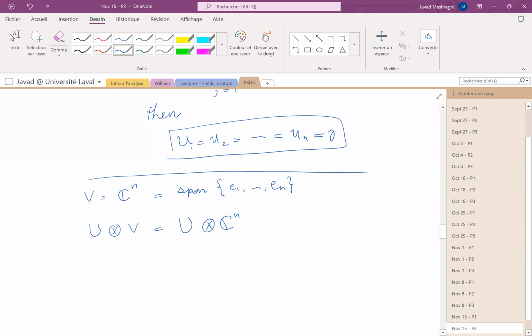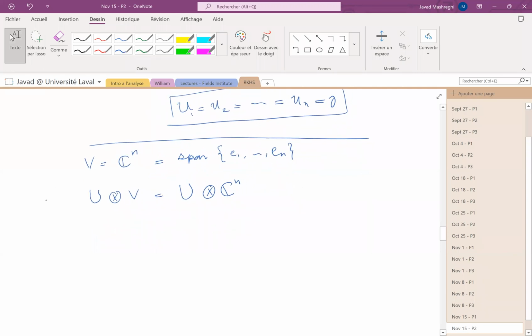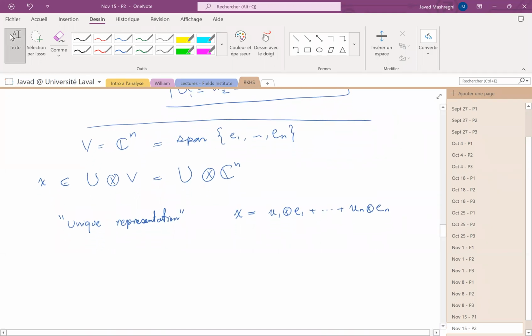And therefore, based on the previous exercise, every x in this space has a unique representation of this form: x equal to U1 tensor E1 plus up to Un tensor En. Because first of all, it spans the space, so it has to be of this form. And second, independency gives us the uniqueness.